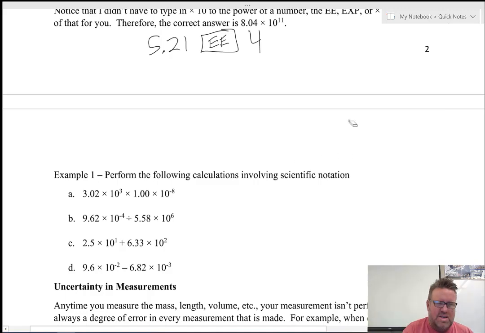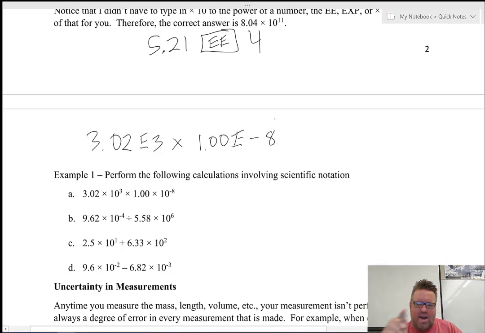Then I'm going to hit times, and then I'm going to hit 1.00, and then E negative 8. So on my screen, it looks like 3.02 E3 times 1.00 E minus 8. Most calculators have different buttons for negative than for subtraction. Make sure this is a negative here, you're not subtracting 8, that's negative 8. And then I'm just going to hit equals.